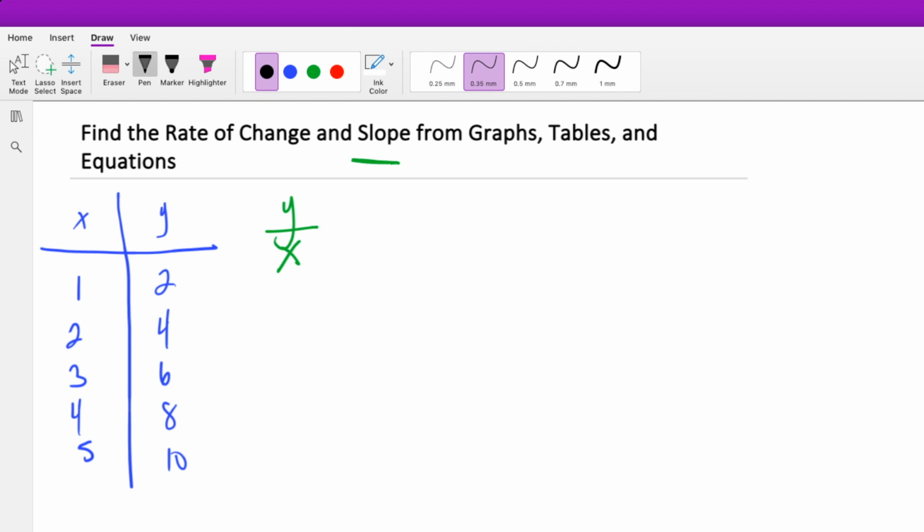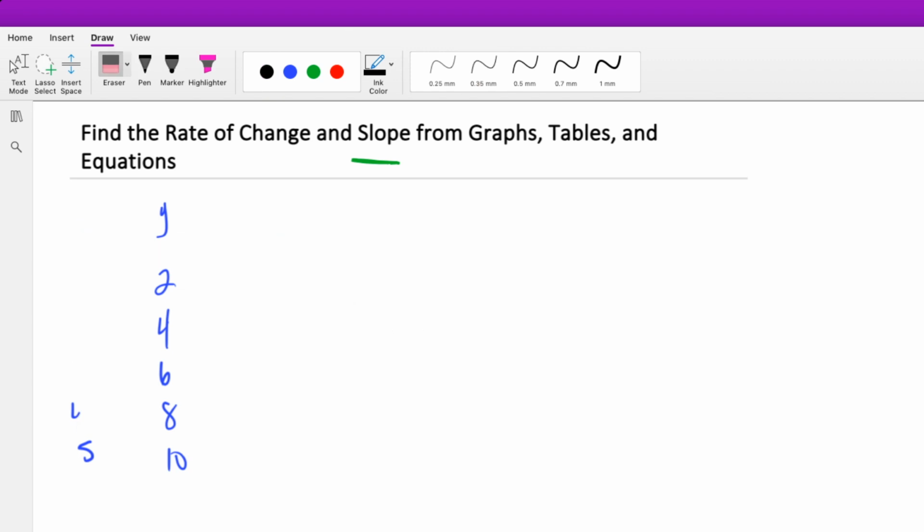So let's go 2 and 1. 2 over 1 gives us 2. And then let's try the 6 and the 3. 6 over 3 also gives us 2. All of them are going to give us 2. So that shows us that our slope is 2.